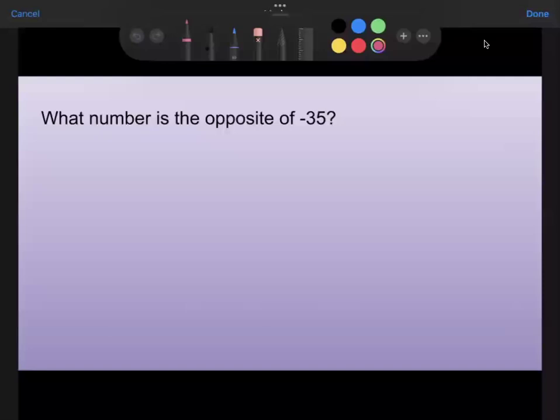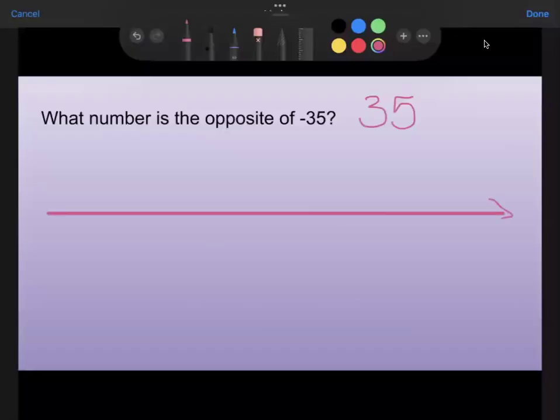Okay, here's our next example. What number is the opposite of -35? If I use the shortcut method, that means I would just change the sign of the number I was given. I was given -35, so the opposite of that would be +35, and that should be my answer. But I'm going to show what this would look like on the number line.